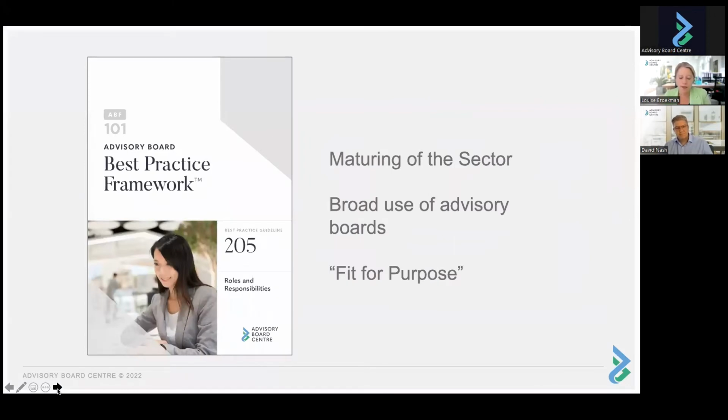The best practice guidelines are resources that are provided to our advisory board professionals within our community that really help to then translate the ABF 101 best practice framework into the different aspects of managing and being part of an advisory board. What's interesting about the roles and responsibilities best practice guideline is really focusing on the maturing of the sector, how roles are changing, the broad use of advisory boards, and what fit for purpose actually means when you have an advisory board that's a business advisory board versus an advisory board that's in a corporatized environment. And so really understanding and navigating those different environments, but still ensuring that those principles are really clear and being maintained.